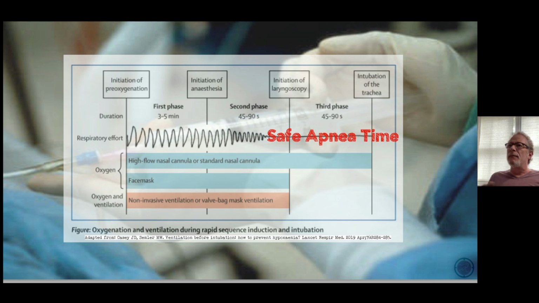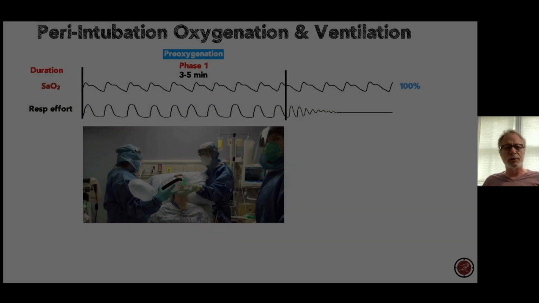I want to take this a little bit further. I think this is an excellent way to view this. This is a graphic by Casey and Semler, who have done some tremendous work. They've broken down peri-intubation oxygenation into 3 phases. Phase 1, which is the phase we've talked about, the pre-intubation phase. Phase 2 is once you push your drugs. And phase 3 is during laryngoscopy and intubation. Here they've got them divided up into equal segments, but they're not equal segments.